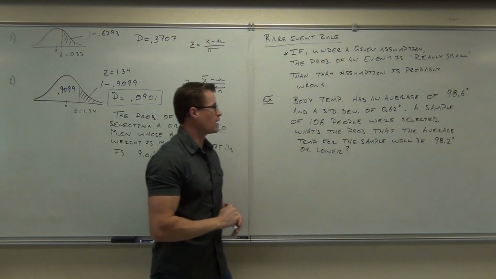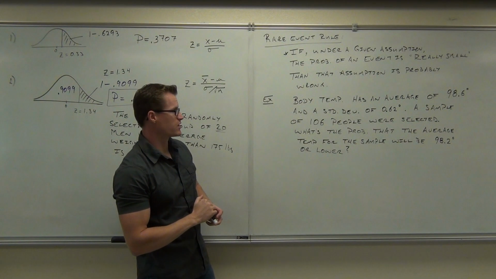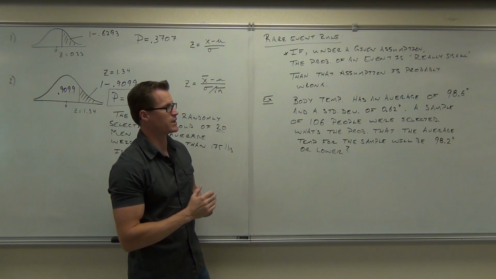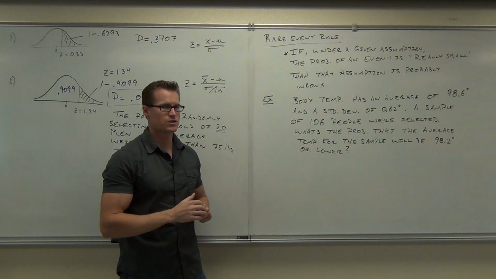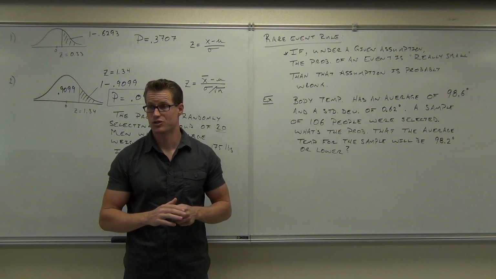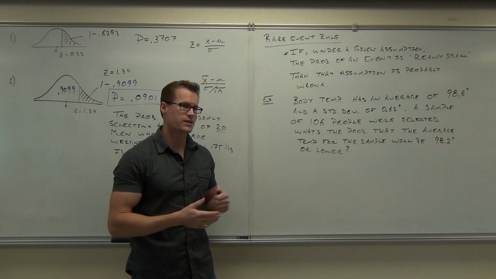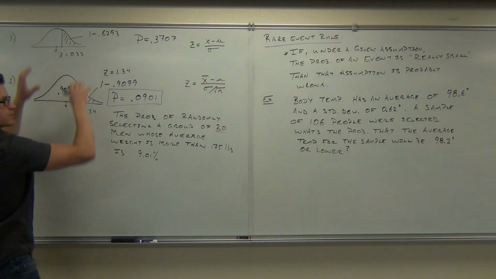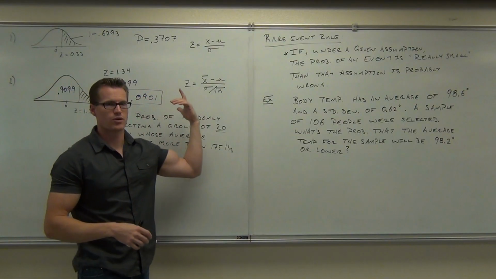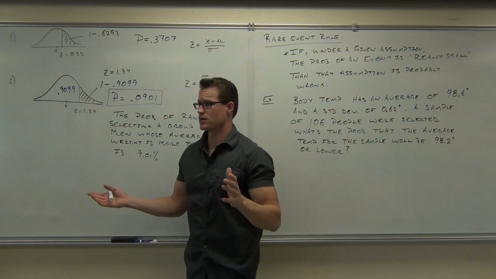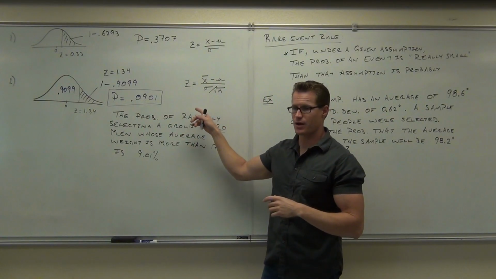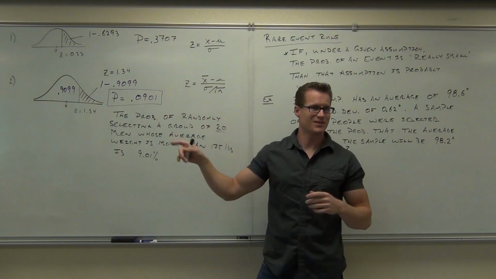So let's read through it. Body temperature is an average of 98.6, standard deviation of 0.62, a sample of 106 people were selected. Find the probability that the average temperature for the sample will be 98.2 or lower. That tells you a lot of key information, right? You just have to interpret it. On your test, I'm going to give you problems like this one and like this one, right next to each other. One of them is going to use this, and one of them is going to use that, and they're not going to be the same. Are you with me?